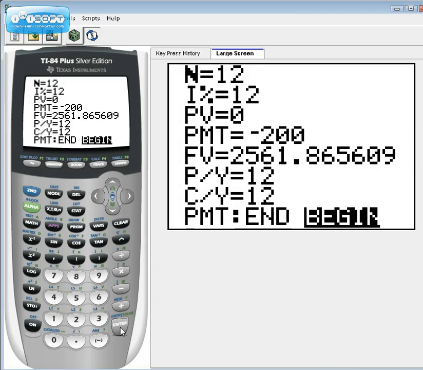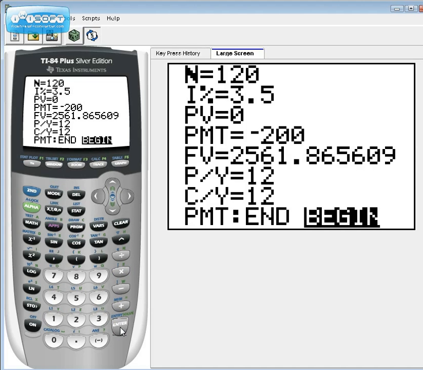Now the different variables are N. N stands for the number of compoundings. So if this was going to be 10 years, each month, then it would be 10 times 12, or 120 different compoundings. I is the interest rate. So let's suppose that we had a 3.5% interest rate.